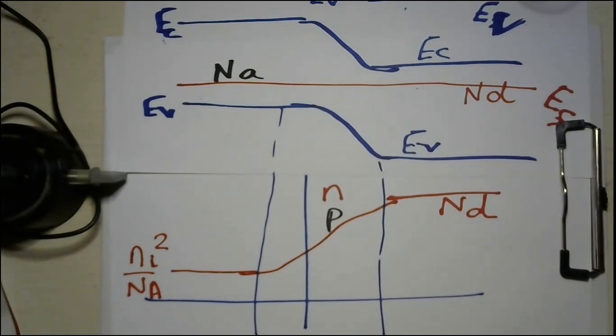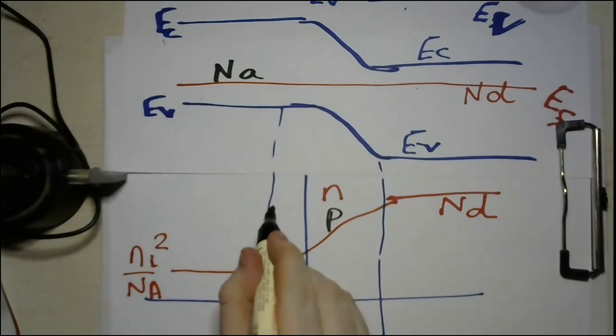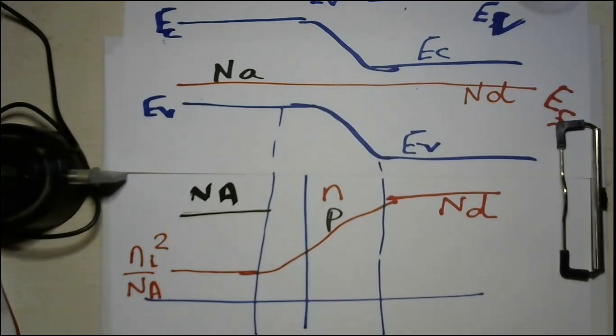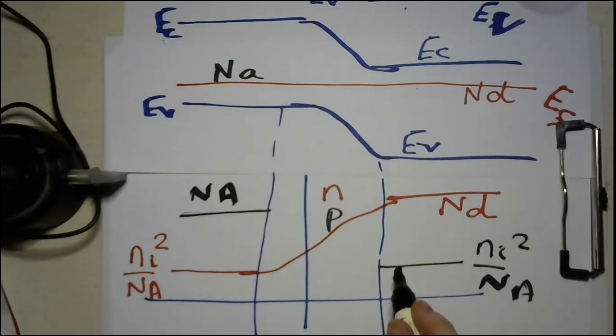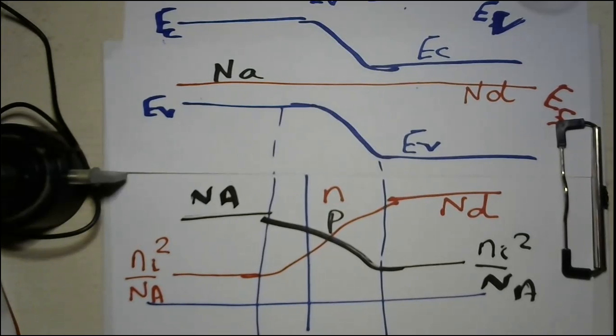Okay, what about holes? Here, this is a p-type, so the number of holes equals Na. This is an n-type, so the number of holes equals ni squared over Na. And then we have this link.